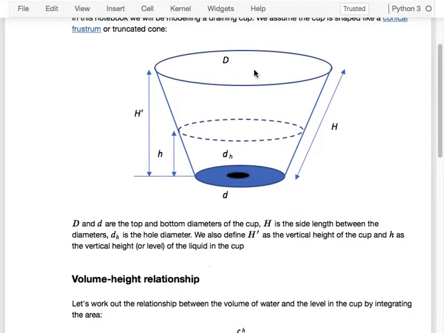You could also just use the formula that is linked in, like the Wolfram Alpha formula, and use that as well. I went ahead and actually derived it. So we know what the volume is going to be. Just a little bit of a tip here.